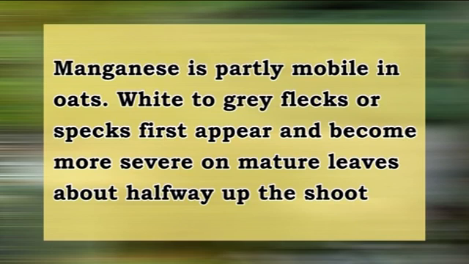White to grey flecks or specks first appear and become more severe on mature leaves about halfway up the shoot. If a deficiency persists, symptoms spread to old leaves, then to the youngest leaves. The specked condition is referred to as grey speck and will appear in the interveinal area of the lower half of older leaves and extend toward the tips as symptoms develop.